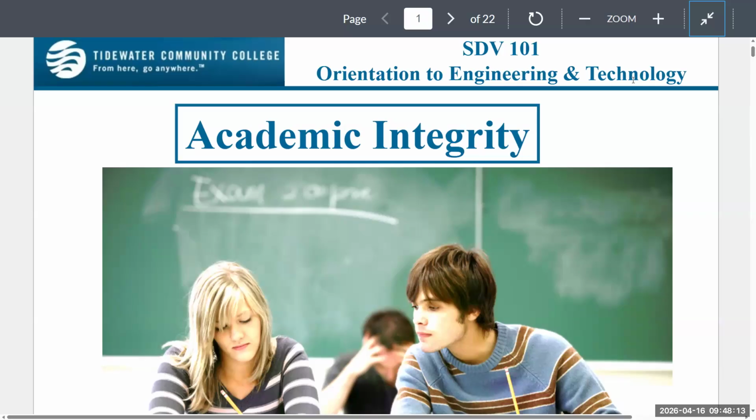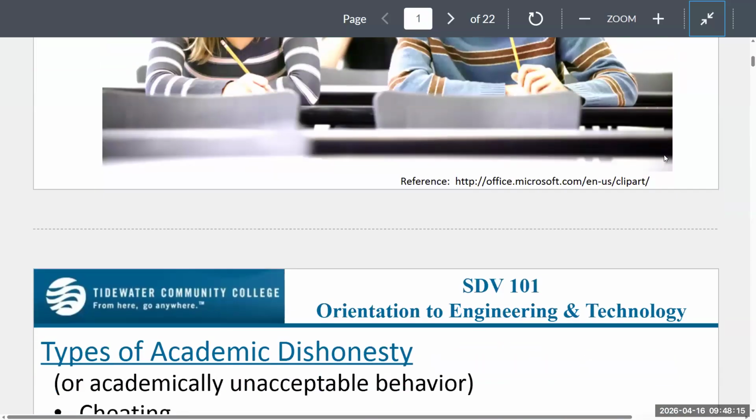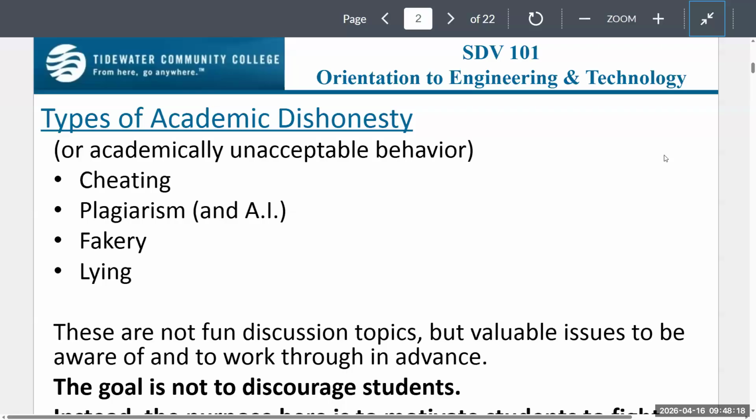Okay. So we go to the next slide. What are some types of academic dishonesty? Of course, we have cheating, plagiarism, fakery, and lying. I'm going to go through all four of these different types here shortly. We even have AI. If you're using AI to write your research papers, that's not necessarily a good idea to do. Okay. AI is a good tool, but it's not meant to do your work.